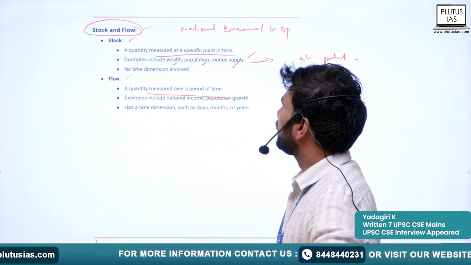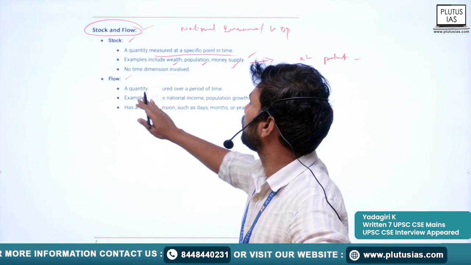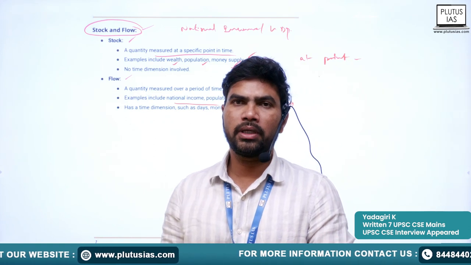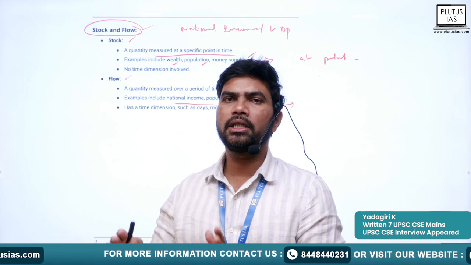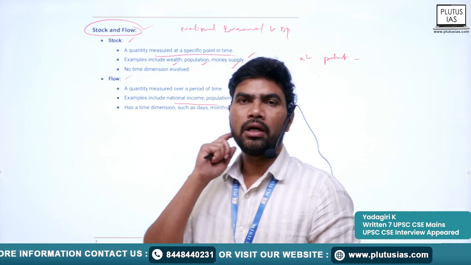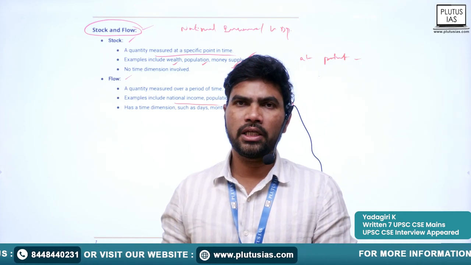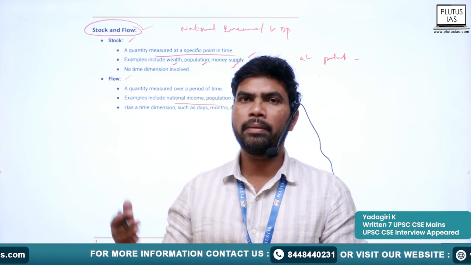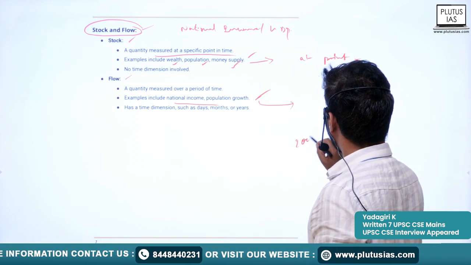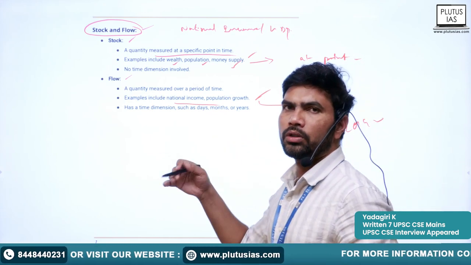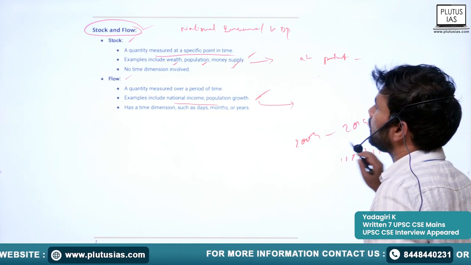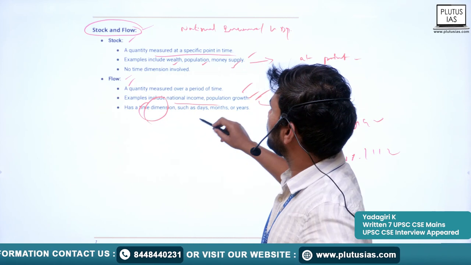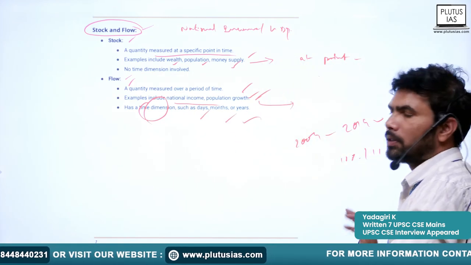Next is flow. It is a quantity measured over a period of time, right? Examples include the national income, population growth, etc. So we say income of a person has increased this much from January to December. So it is being measured over a period of 1 year, right? Population growth: India's population has increased by 10%, for example, from 2009 to 2019, the population growth of India is this much, 10% or 11%. In this way, these things are measured over a period of time, that is known as flow. So it has a time dimension such as days, months, years, etc. This is the concept of stock and flow.